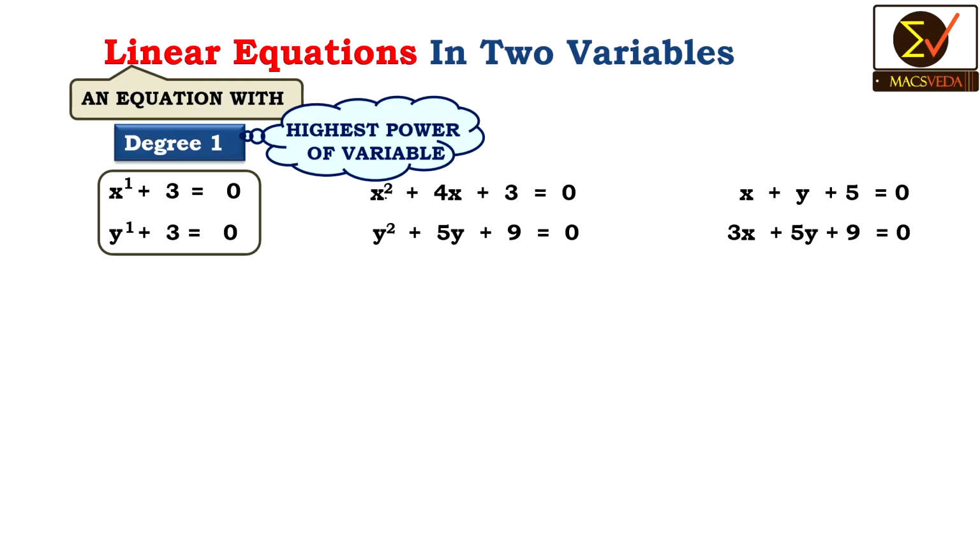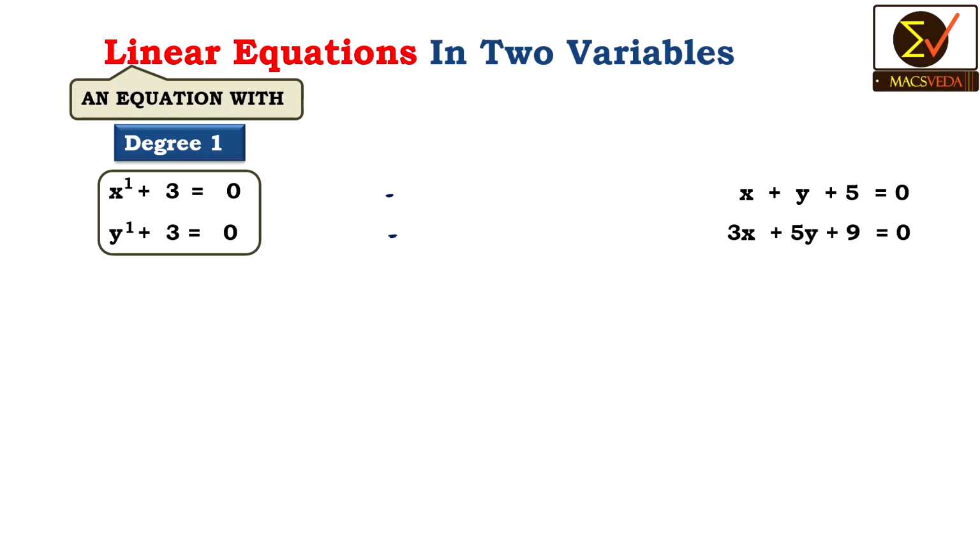What about this? Here the highest power is 2 and here the highest power is 2. So they are not linear equations. So you can remove them. What about this? x plus y plus 5 is equal to 0. Here both x and y are having highest power 1 only. So it is linear in x and y. So both are linear equations.